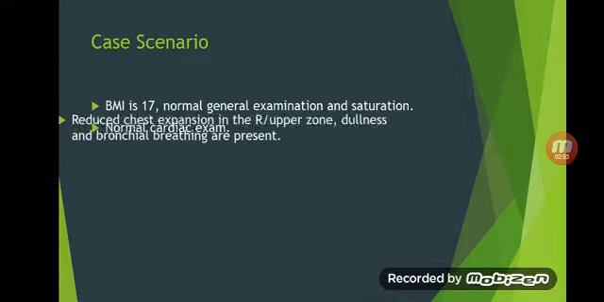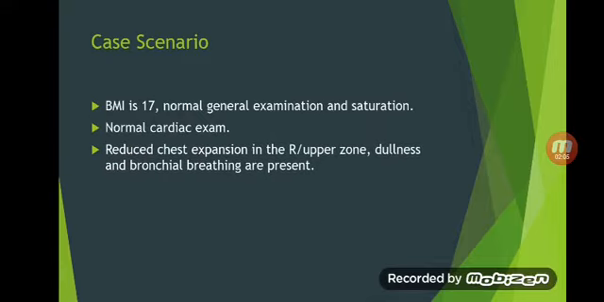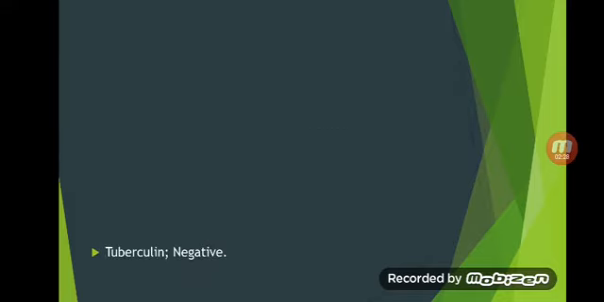In the chest exam, he has reduced chest expansion in the right upper zone of the chest, dull percussion in the right upper zone, and you have bronchial breathing in the right upper zone of the chest. These are the features of fibrosis. You have multiple polyphonic wheezes in both chests. So you have diffuse fibrosis, mostly present in the right upper lobe of the chest.